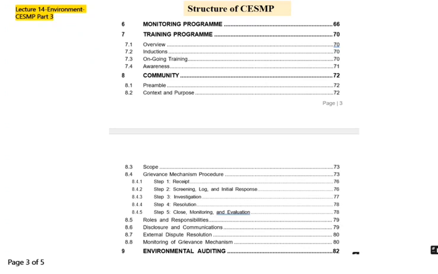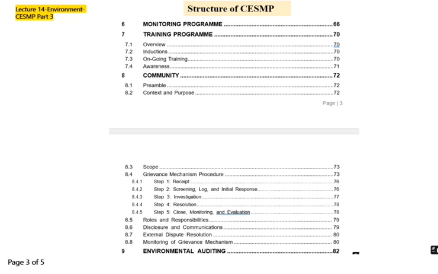In the training program, there are sub-topics: overview, induction, ongoing trainings, and awareness. These sorts of activities will be involved during the training program. Then we have community. In community, part number 8, we have 8.1 introduction or preamble, context and purpose and scope.